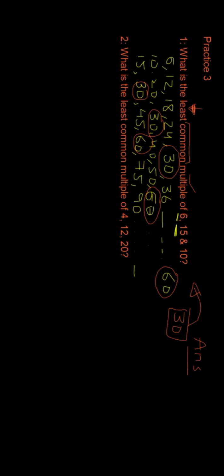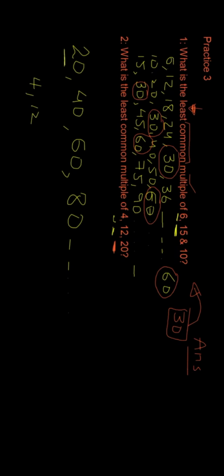Instead of working out everything from the beginning, I'm going to take the biggest number, 20, and write down its multiples: 20 times 1, 20, 20 times 2, 40, 20 times 3, 60, 20 times 4, 80, and so on. Now, I've got 4 and 12 in the background. I'm checking, does 20 go in 4? Yes, it does. Does it go in 12? No, it doesn't. Does 40 go in 4? Yes. Does it go in 12? No. Does 60 go in 4? Yes. Does it go in 12? Yes, it does. So that's my answer.